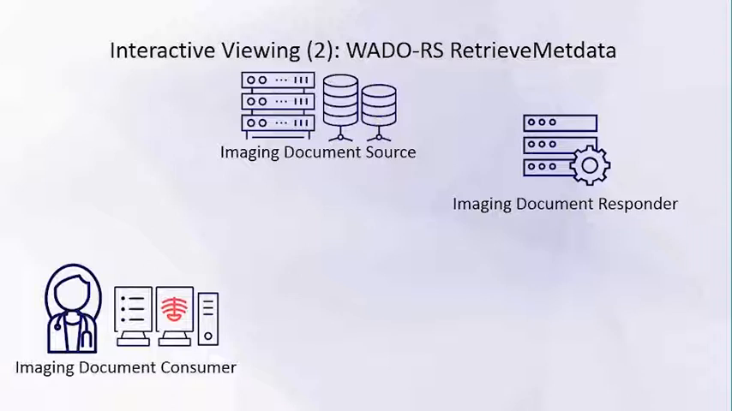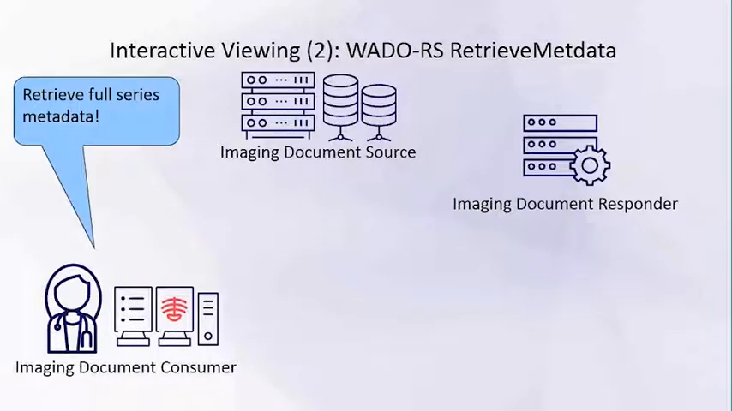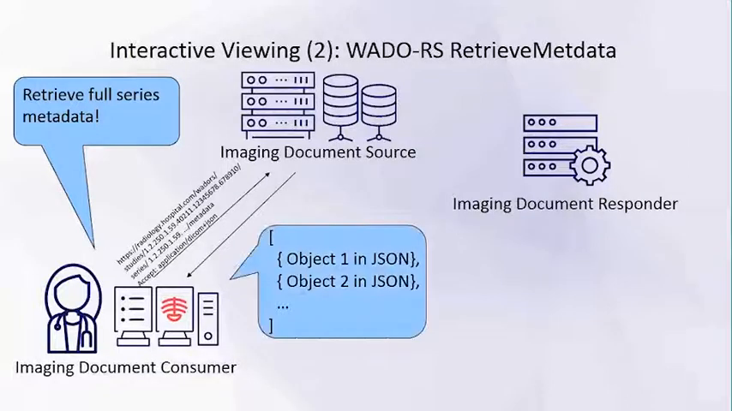Or if you need more detailed information because of some advanced imaging, you may need more detail from the DICOM header. An alternative is to get the full header of the images, and you can use WADO-RS to do that by getting the metadata. In that case, the imaging document source will return not the pixel data, but the full header of the images. You can get that at the series level, or if you want a specific instance, you can do that as well.